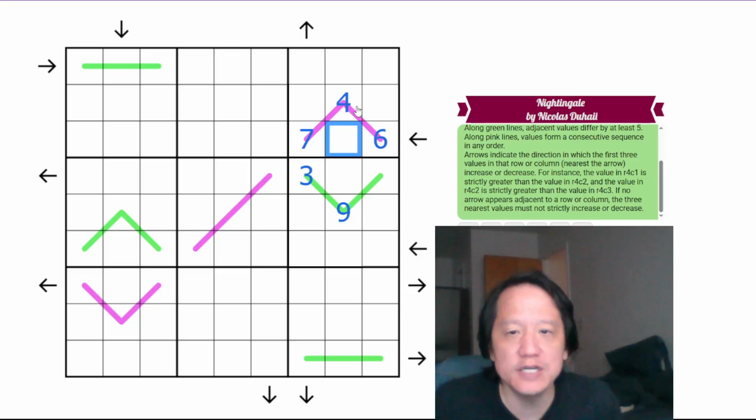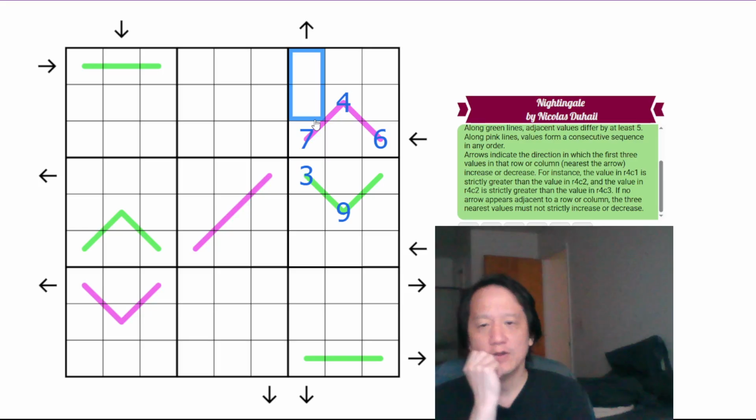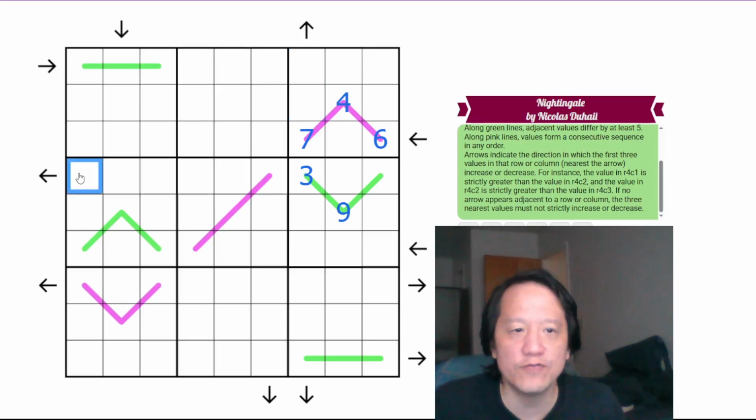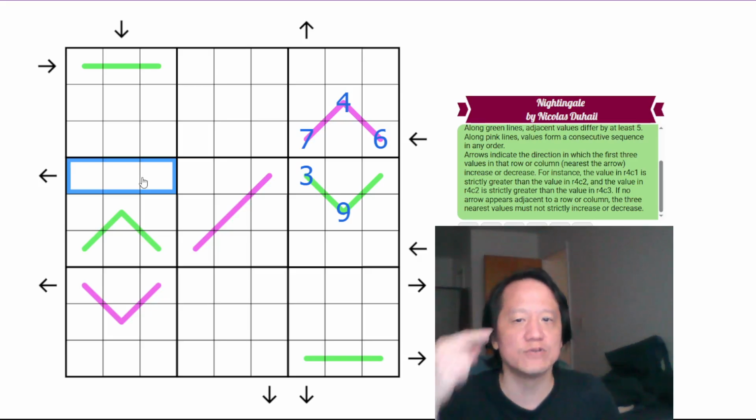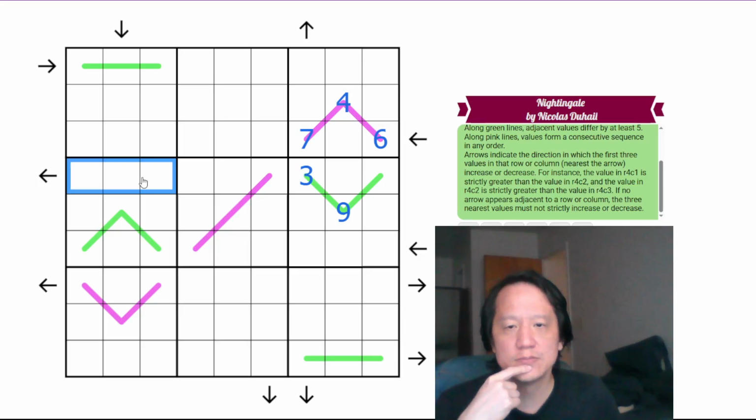Finally, arrows indicate the direction in which the first 3 values in that row or column nearest the arrow increase or decrease. For instance, the value in row 4, column 1 is strictly greater than the value in row 4, column 2, and the value in row 4, column 2 is strictly greater than the value in row 4, column 3. So the arrows indicate the direction in which the first 3 values increase. Or decrease?